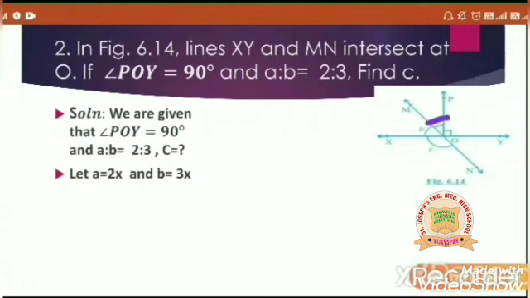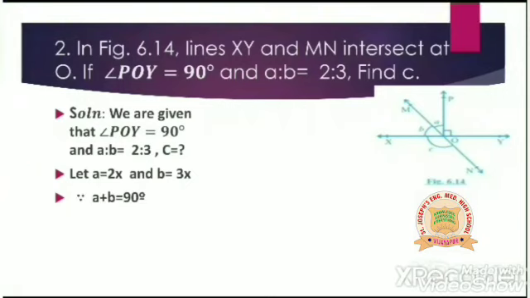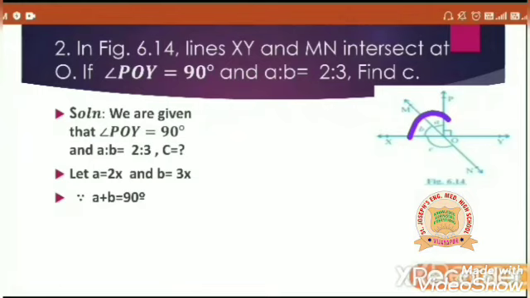This complete angle POX, how much will it be? We know that if it is a straight angle, it is 180 degrees. In that we have one angle POY, which is equal to 90 degrees. What will be the other? That will be equal to 90 degrees. So we write angle A plus B is equal to 90 degrees, because if half of one angle is 90, the other angle should also be 90 degrees.